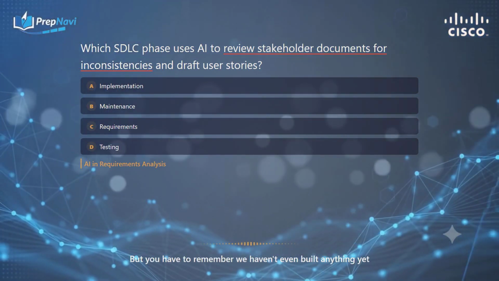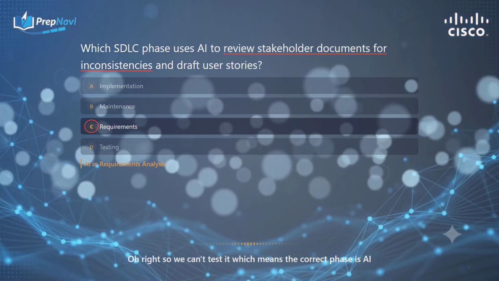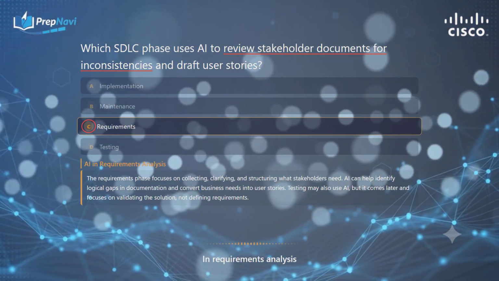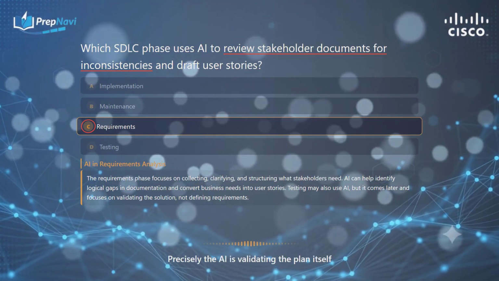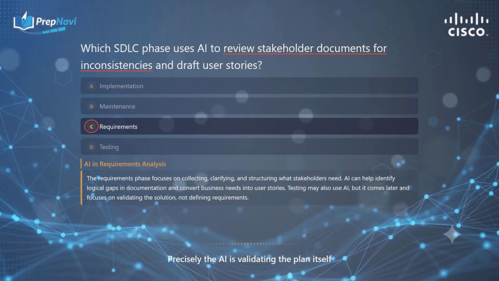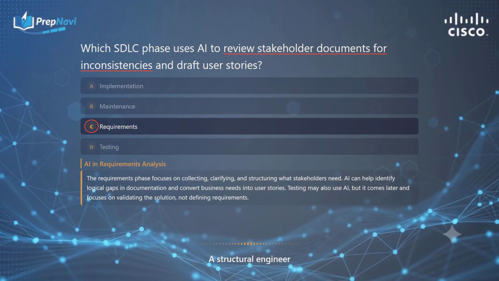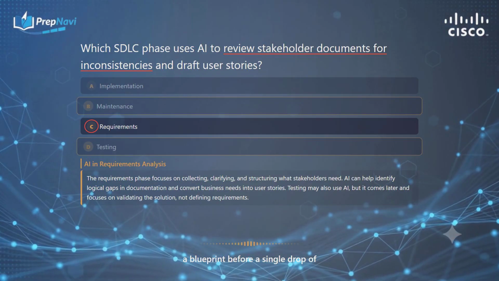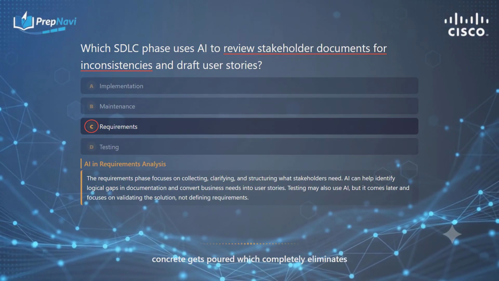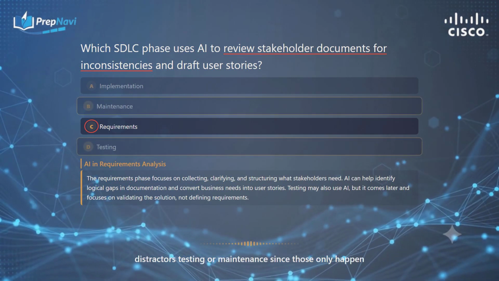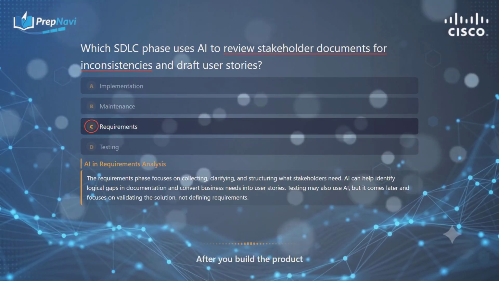But you have to remember, we haven't even built anything yet. Oh, right, so we can't test it. Which means the correct phase is AI in requirements analysis. Precisely. The AI is validating the plan itself. It's verifying structural logic before execution. Like a structural engineer, like an engineer running the math on a blueprint before a single drop of concrete gets poured, which completely eliminates distractors like testing or maintenance, since those only happen after you build the product.